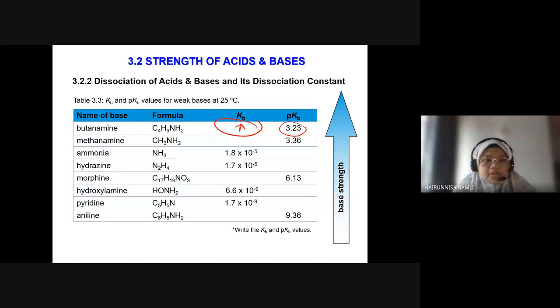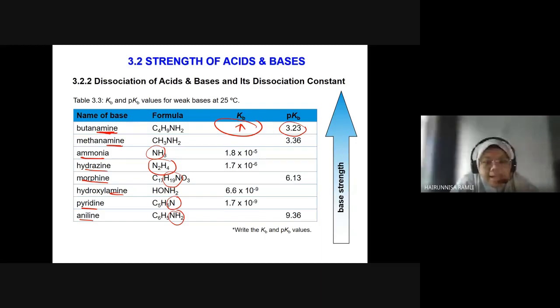Nama-nama macam pelik je kan? Base. This is all weak base kan? Amine. Yang penting dia ada amine. Ammonia ni from amine lah. You tengok ada NH kan? Hydrazine nama tak ada amine, tapi kalau tengok ada N, ada H. Morphine pun tak ada nama amine kat situ, tapi ada N, ada H. Hydroxylamine ada N lah. Okay, pyridine ada N juga kat sini. Aniline ada N, H kat sini.